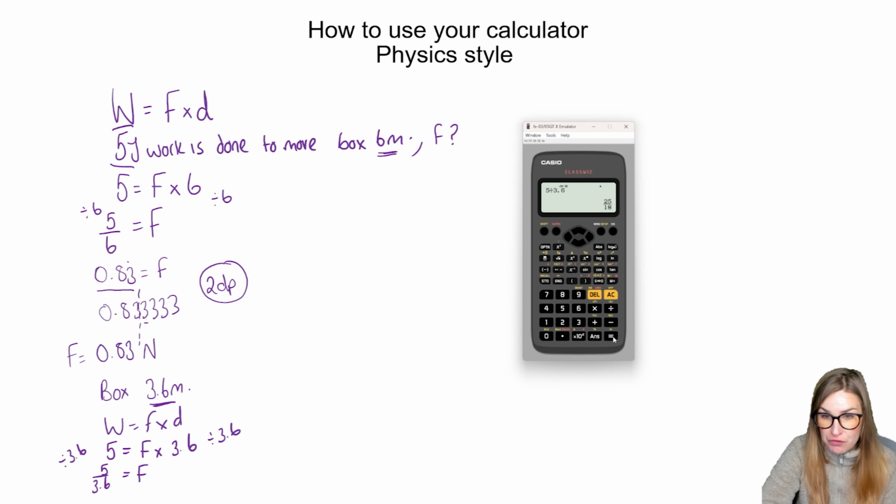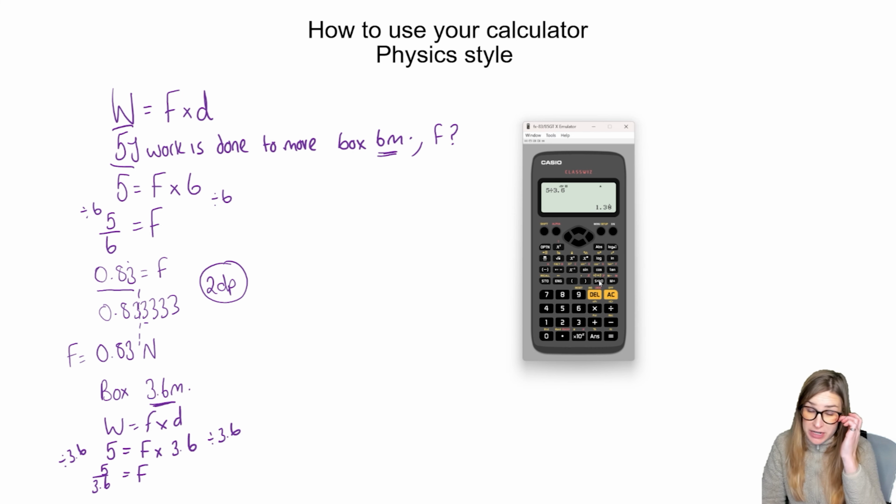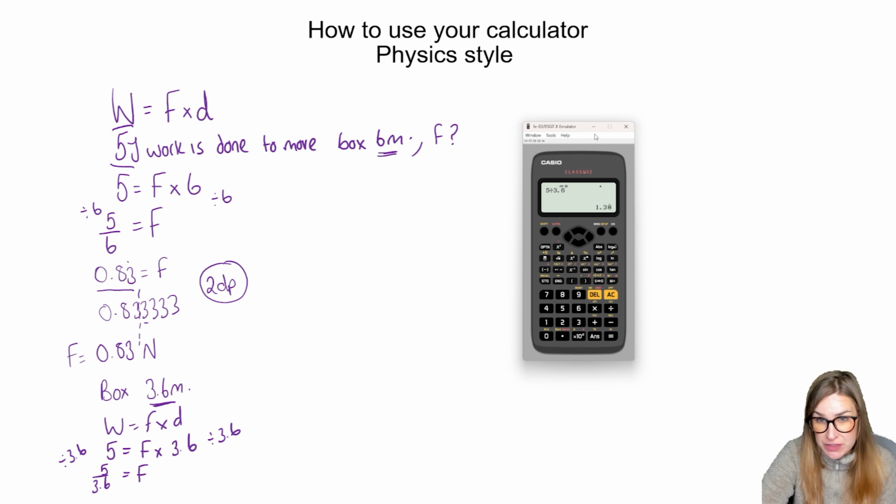equals. Okay, again, I got a fraction, so I've used that SD button to get it off a fraction to decimal. And I can see it's 1.38 with a little dot above it. Now that means it's a recurring number. So I can't use recurring numbers in physics, but I'm just going to write that down. So my number is 1.38.